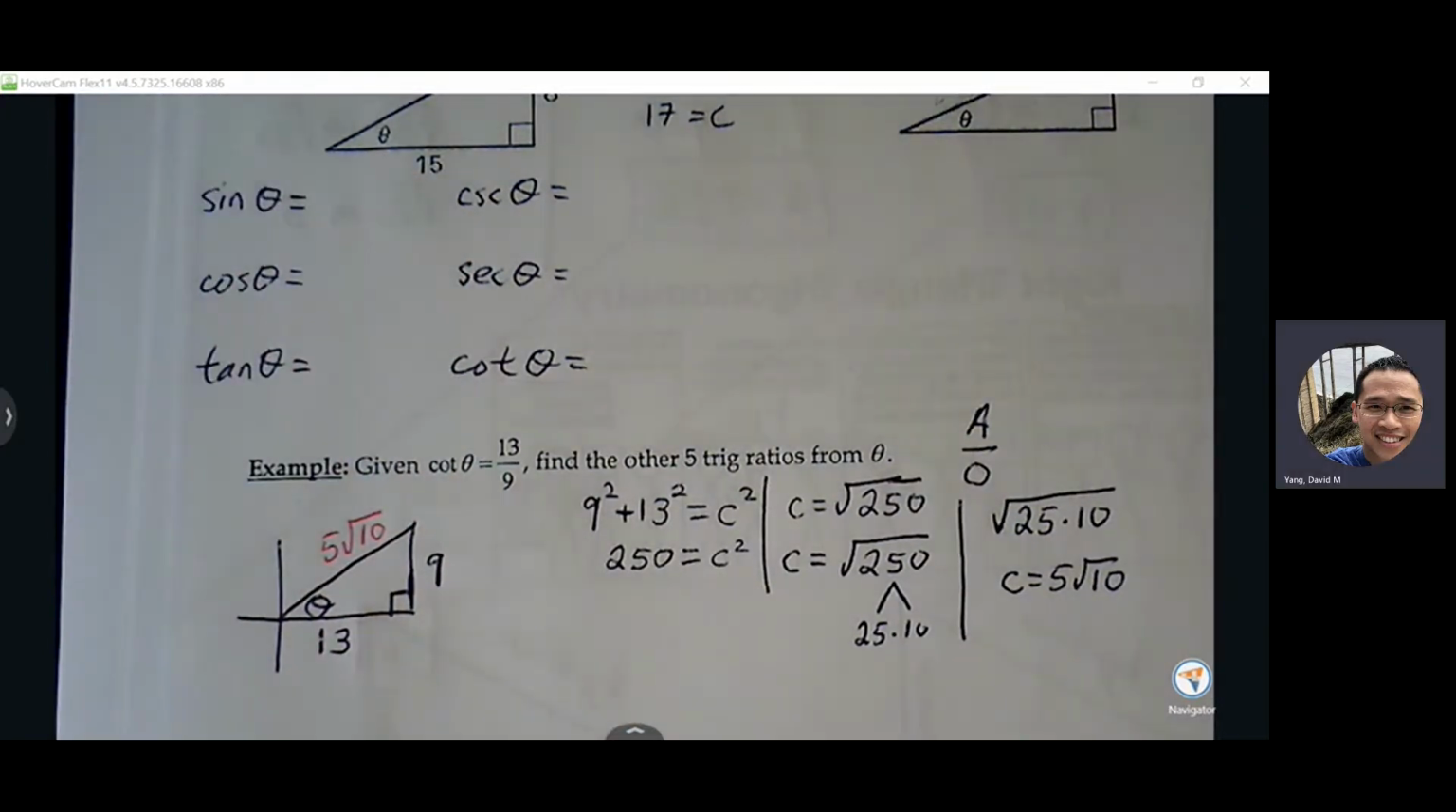Starting from this point, see if you can find the other 5 trig ratios. After you find the ratios, see if you can clean up any that need to be cleaned up, removing the radical from the denominator. Try that, and then I will put the answers up for us to double check.